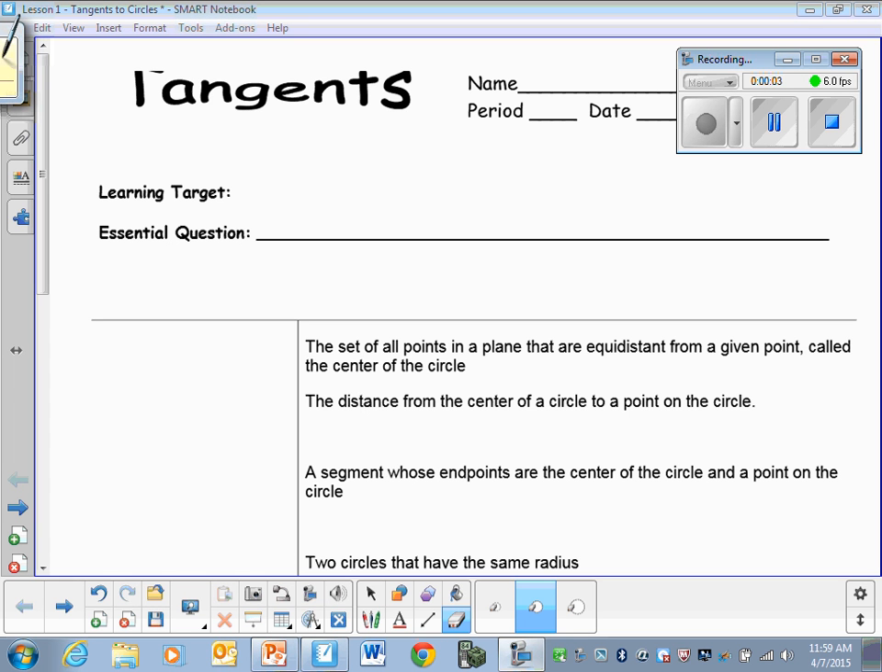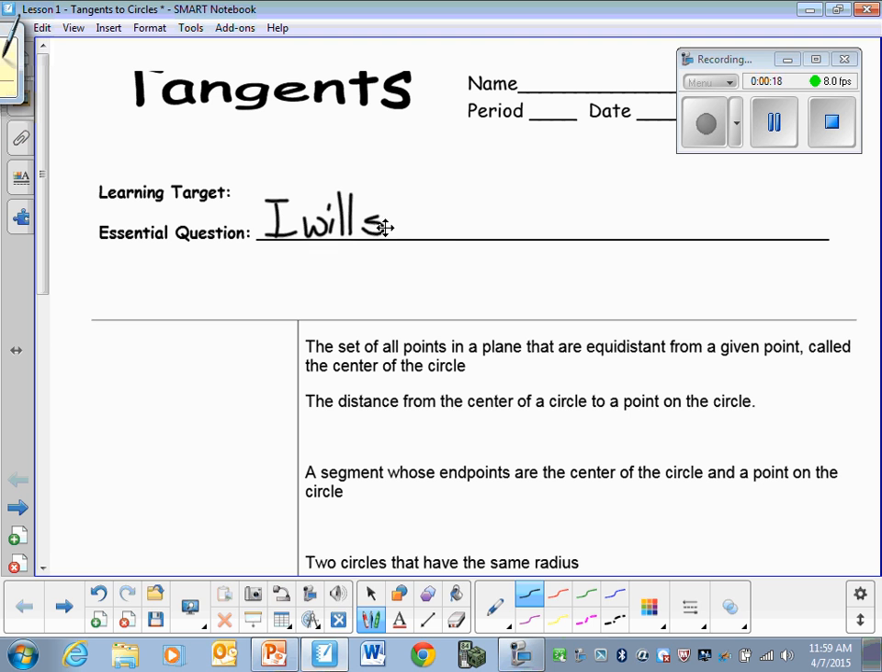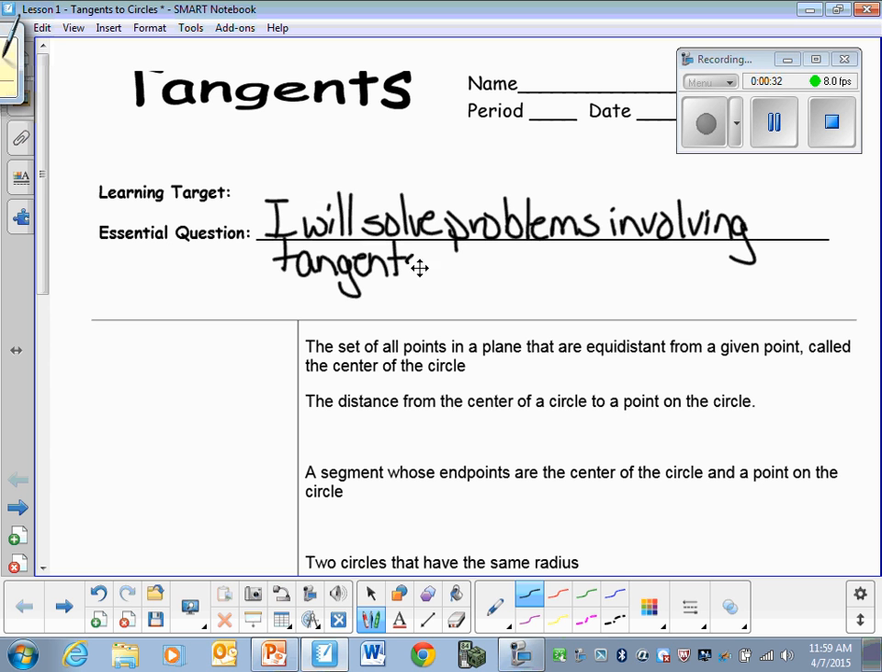The learning target for today is to solve problems using tangents to circles. So your essential question: I will solve problems involving tangents to circles.